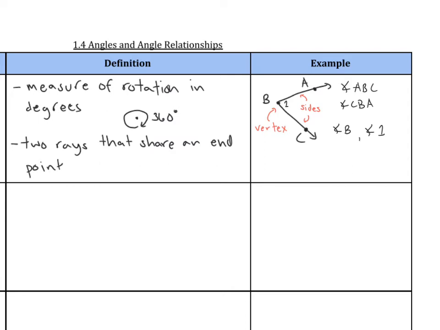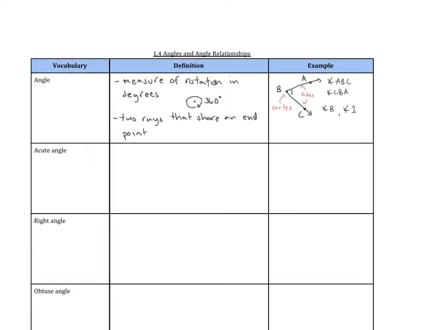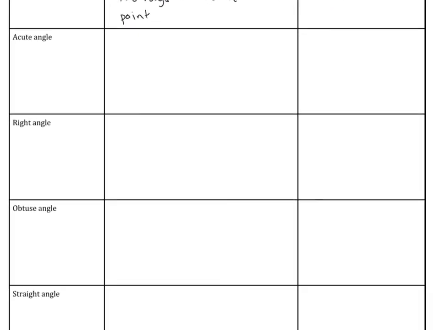Let's move on to the next vocab word. I am going to skip an acute angle, mostly because I want to talk about the right angle first. A right angle is an angle that measures exactly 90 degrees. It can't be a little bit more, it cannot be a little bit less. It has to measure exactly 90 degrees.